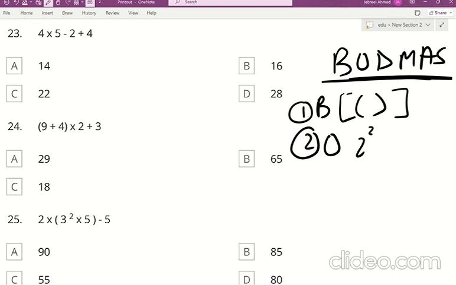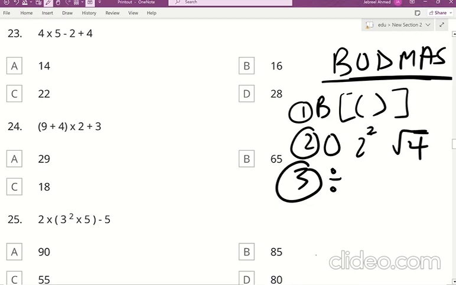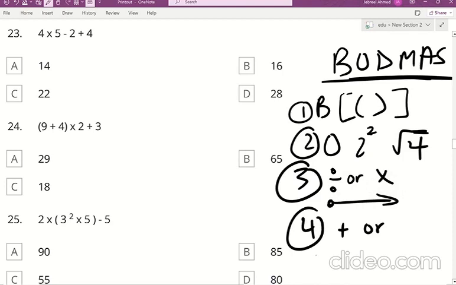The next step is going to be division or multiplication, whatever comes first from left to right. And my last step is going to be addition or subtraction, whatever comes first from left to right.